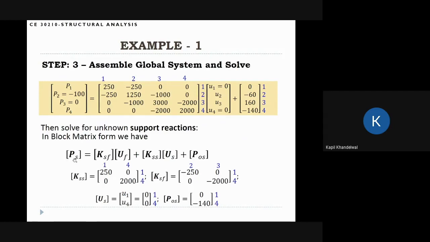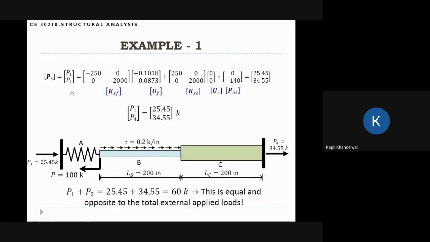And after we have the known displacements, we can back substitute to find what the support reactions are. Support reactions are P1 and P4. So PS is P1 and P4. This is KSF UF. So UF is the displacements we have just solved. We multiply by KSF. We don't really need KSS because US is 0. So this is going to get multiplied by 0, but we will need P0S. So P0S is 0 and minus 140. So this is 1 and 4. And we do this calculation to find P1 and P4.